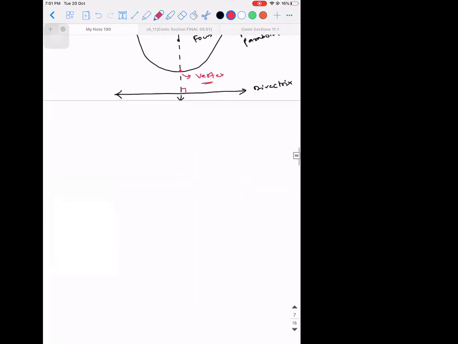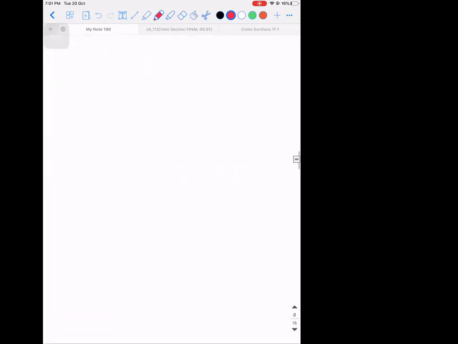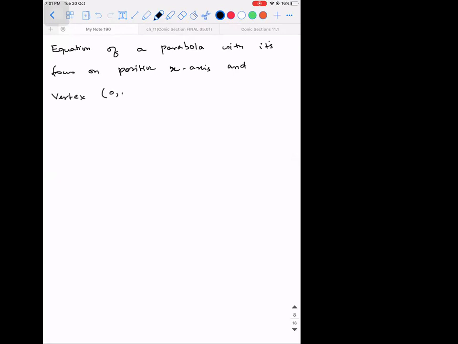Now we are going to see the mathematical expression. It's a derivation based concept. Equation of a parabola with its focus on positive x-axis and vertex 0, 0. Here I'm defining two things. What are they? Defining its vertex and defining its focus.